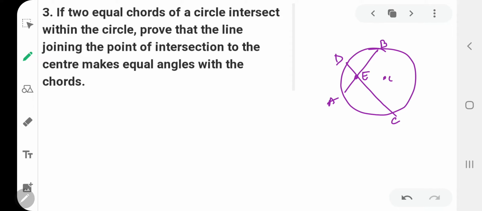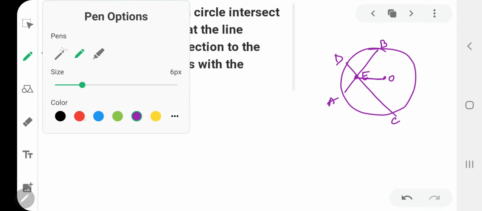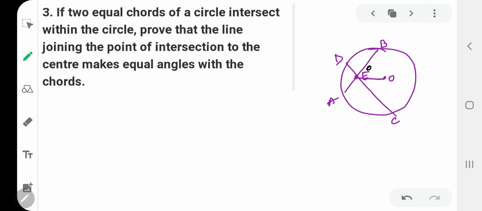Now if this is the center, can we say EO is the line joining the intersection of the two chords and the center? This makes equal angles. That means you have to prove that angle BEO is equal to angle EOC. Getting my point? For that, you have to draw again a perpendicular, and here also perpendicular construction. You can name it as M and N. Now for that, you can take these two triangles congruent.